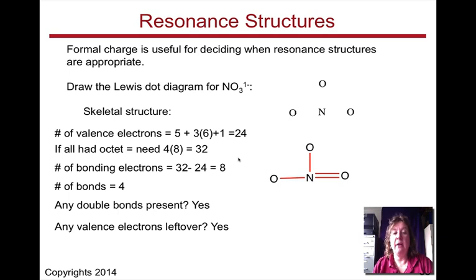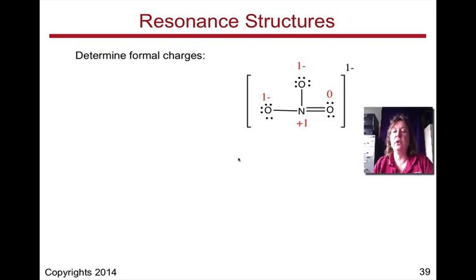That means that we're going to have 8 lone pairs. And let's put them in as lone pairs around the oxygen. There we go. So we're all set. Now let's take a look at the formal charges.